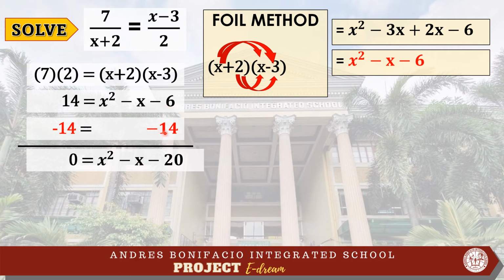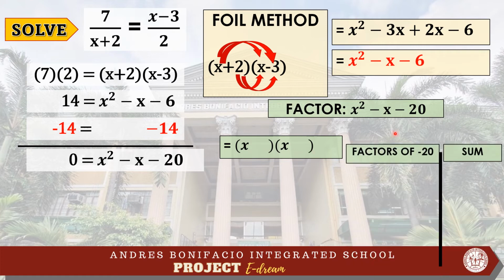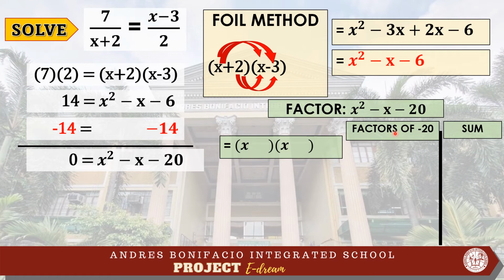Negative 6 plus negative 14 is negative 20. So we will get the solution of the quadratic equation by factoring x squared minus x minus 20. How do we factor x squared minus x minus 20? First step, get the factors of x squared, which is x times x. And to get the second term in each binomial factor, we will get the factors of negative 20 whose sum is negative 1, which is the numerical coefficient of the middle term.